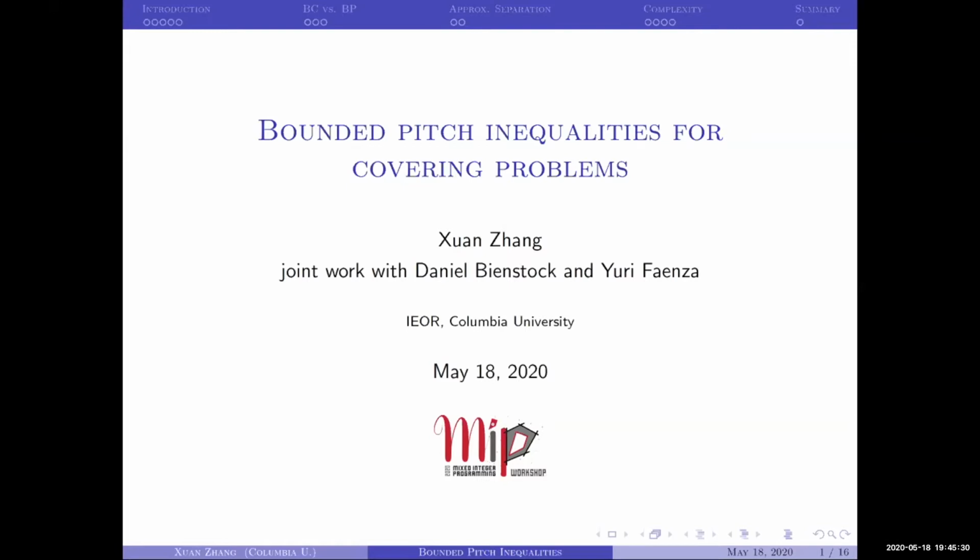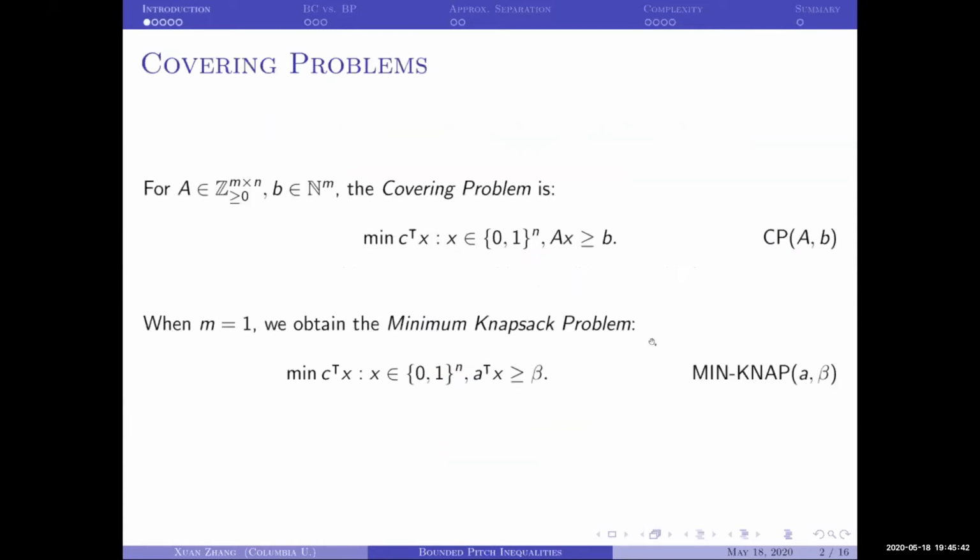So as she said, I'll be talking about bounded pitch inequalities for covering problems. This is joint work with my advisor, Xuan Zhang, and also Professor Daniel Beanstalk. So first, let me just quickly introduce what a covering problem is.